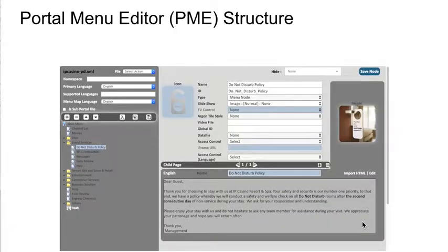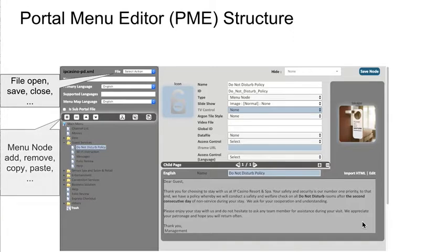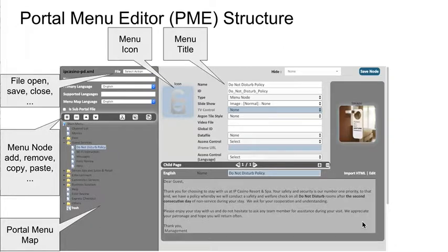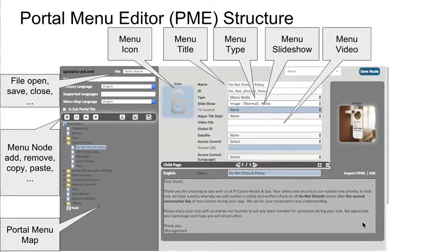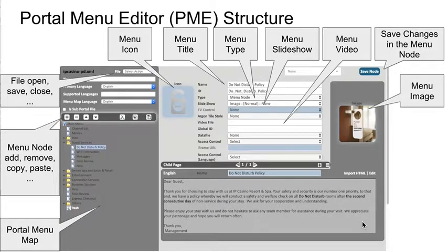Now it's the editor structure. There's a set of file operations: open, save, close, and so on. A set of menu node operations: add, remove, copy, paste, and so on. It shows the whole portal menu contents map: icon, title, type, slideshow, video file. The Save Node button is to save changes to the image and text info.